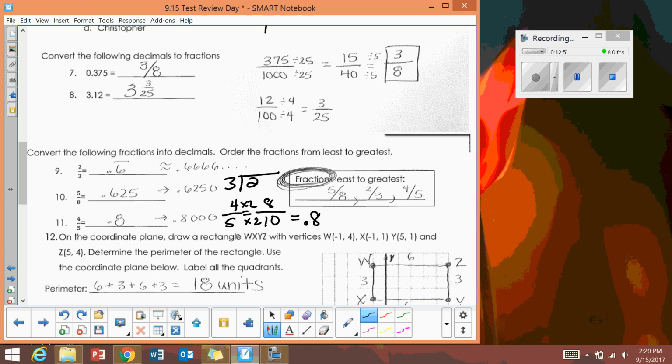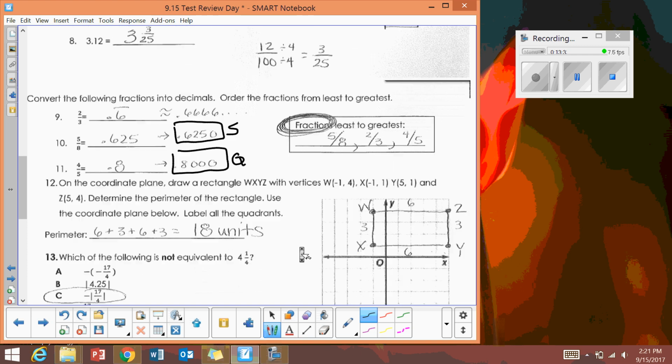Now things that we have to note are that when we're looking and trying to order them, this 6/10 repeating goes out 6, 6, 6, 6. Then we have 6, 2, 5, 0, and then 8, 0, 0, 0. So when we're comparing this, we have to realize what's happening. So this one is going to be your biggest, and this one is going to be your smallest. So this one's the smallest, this one's the greatest. So our answer is going to be 5/8, 2/3, and then 4/5.